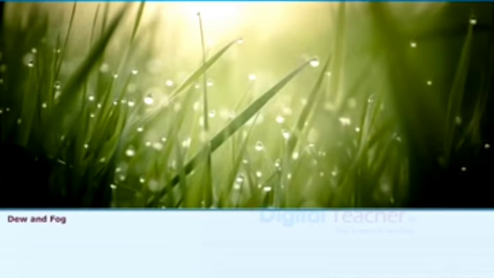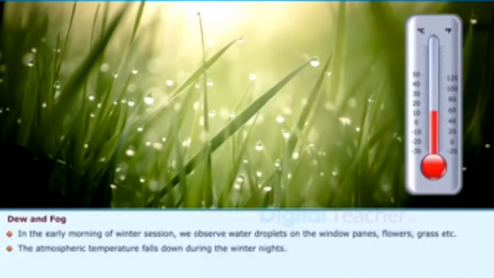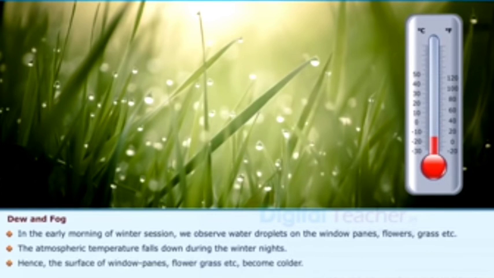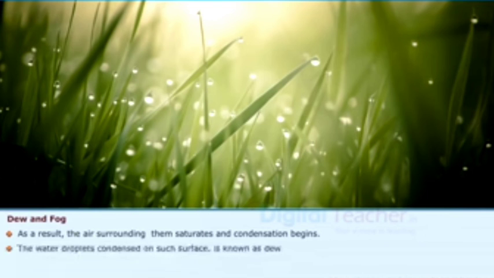Dew and fog. In the early morning of winter season, we observe water droplets on the window panes, floors, grass, etc. The atmospheric temperature falls down during the winter nights. Hence, the surface of window panes, floor, grass, etc. become colder. As a result, the air surrounding them saturates and condensation begins. The water droplets condensed on such surfaces are known as dew.